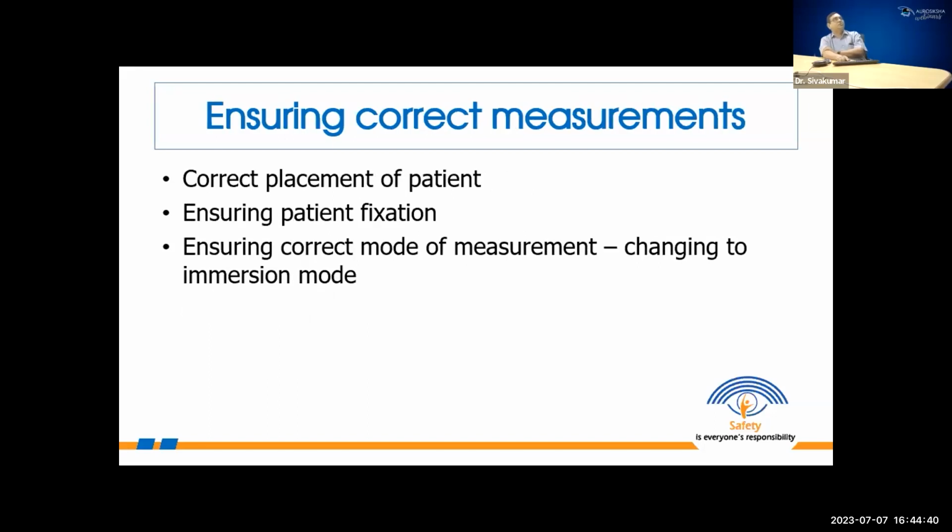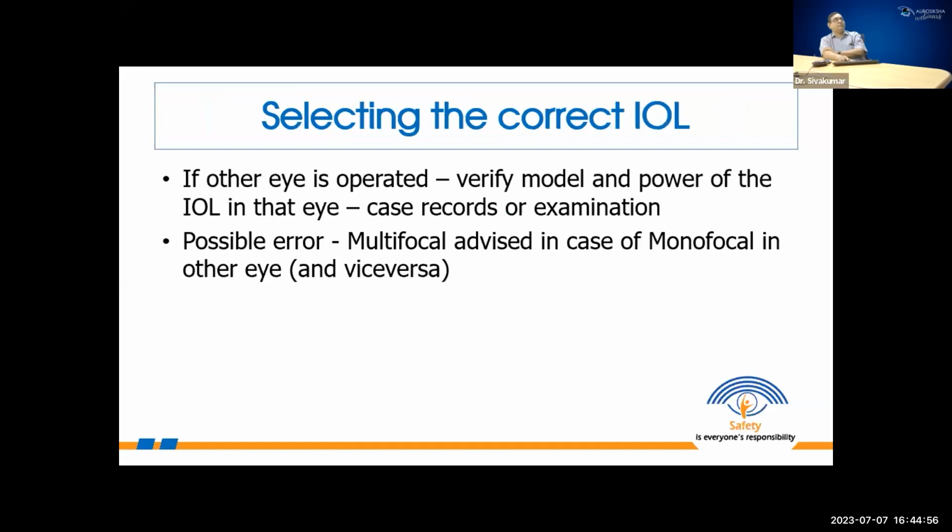We have to ensure that the measurements are correct. We need to have the correct placement of the patient, like supine for an immersion. We have to ensure patient fixation. And we have to ensure that the correct mode of measurement has been chosen, like in the A-scan, to change it to the immersion mode if you're using the immersion.